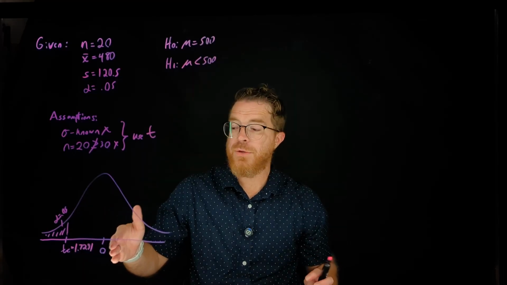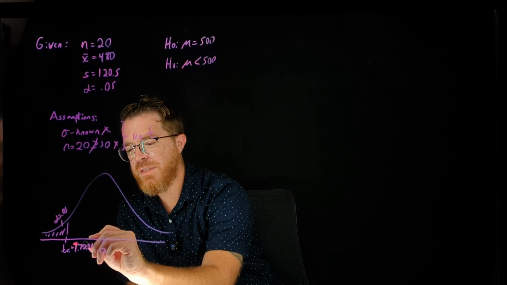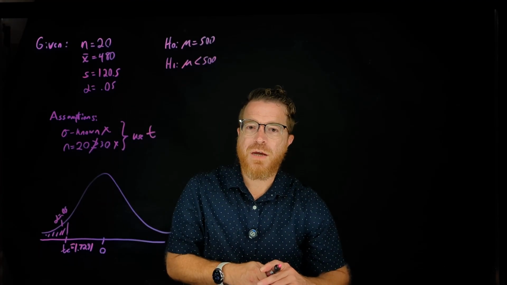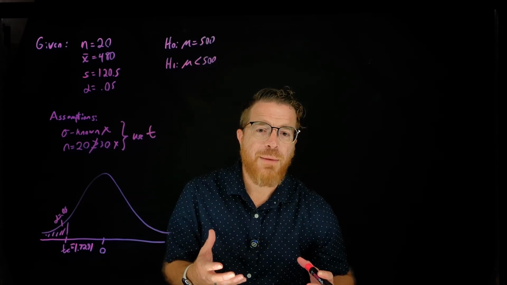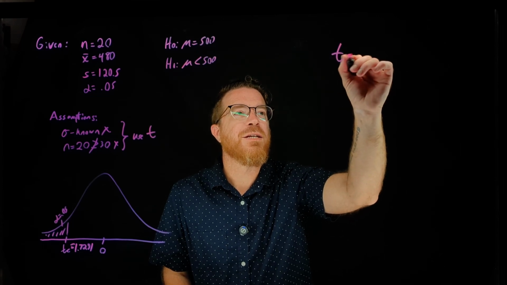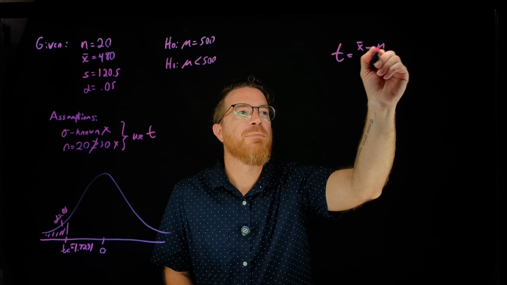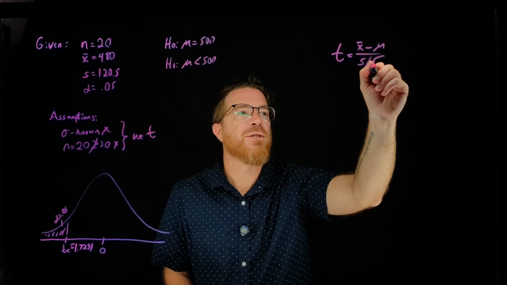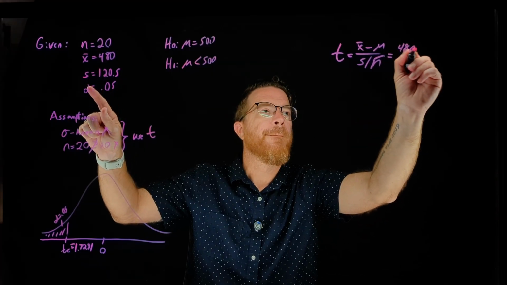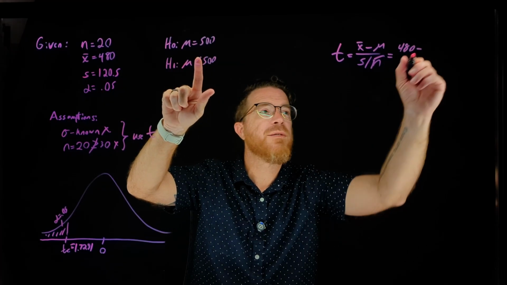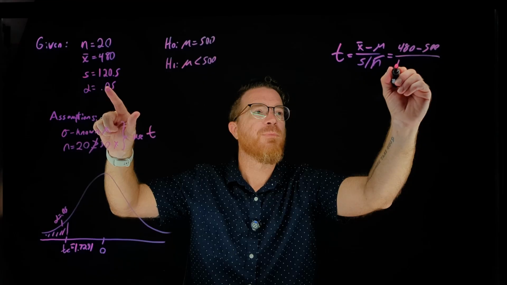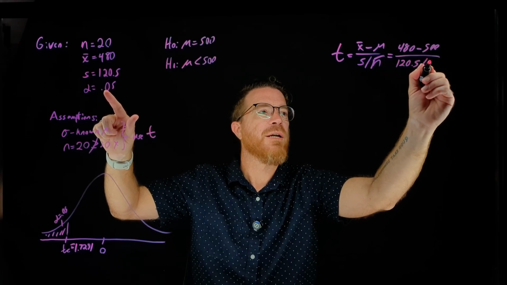It means that if we have a value that is below this, because it's on the left, this means that it's going to be a negative. If we have a value that is below negative 1.7291, we would have enough evidence to reject our null hypothesis. So let's test it. Our test statistic for t is going to be x bar minus mu over s divided by square root of n. So our x bar is 480. Our mu is still going to be based on this null hypothesis, 500, divided by our s, which is 120.5, divided by the square root of n.